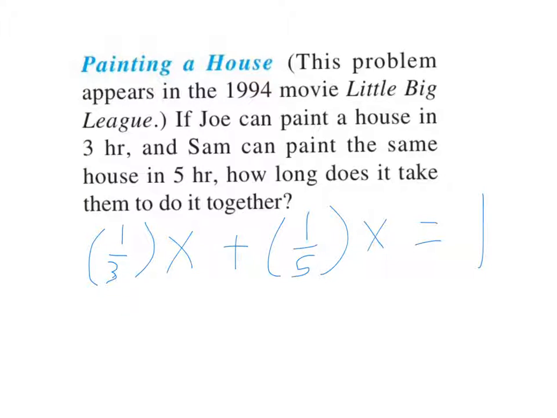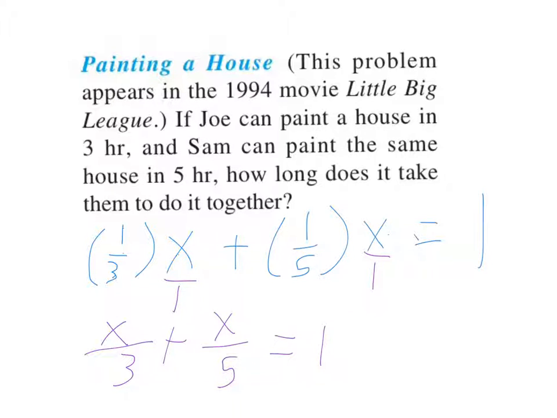Alright, so now 1/3 times x. Remember, x is like having x over 1, so you multiply the numerators, 1 times x is x, over 3 times 1, which is 3, plus 1/5 times x. x is like having x over 1, so 1 times x is x, over 5 times 1, which is 5, which equals 1. Now, since you have different denominators, you need to get them into a common denominator.